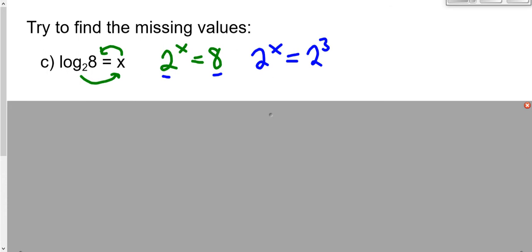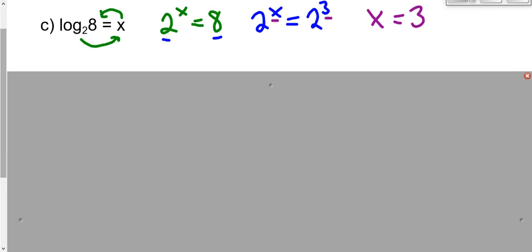So if I have 2 to the x power equals 2 to the third power, that means that this x value here must be equal to the number 3. The exponents must be the same if the two sides match. Let's use that technique and try another one.